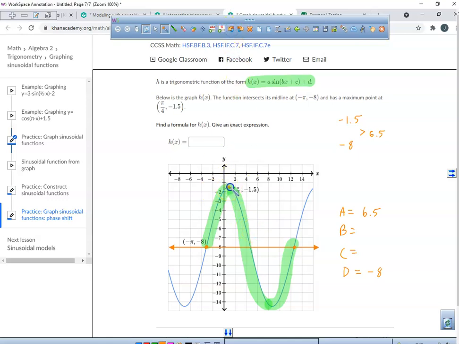Don't know why it's doing that. So stop doing that. There we go. Okay.